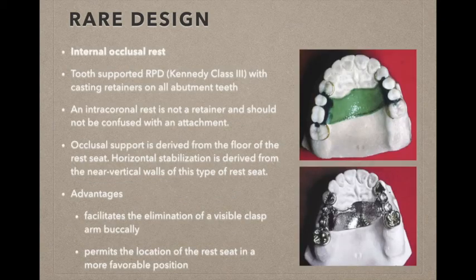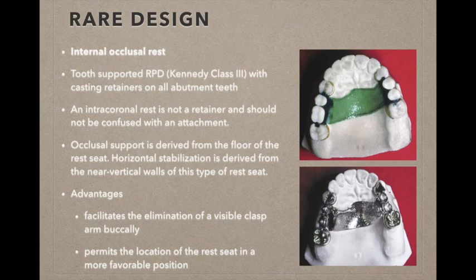Also, we have the internal occlusal rest. This is used in the tooth-supported RPD, so it's the Class III cases with casting retainers on all abutment teeth. It looks a little bit similar to an attachment, but it will not be considered an attachment because this is still just the rest, not the direct retainer to provide the retention. The occlusal support is from the floor of the rest seat, and horizontal stabilization is provided from the near vertical wall of this type of rest seat.